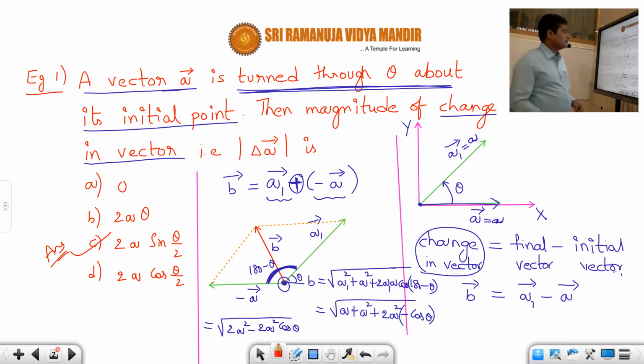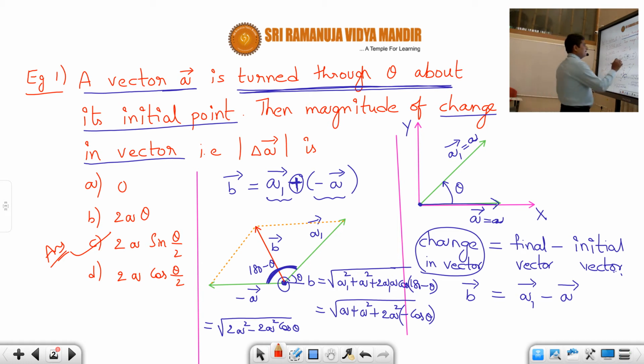Basically this is a subtraction of vectors, but of course a little trigonometry you have to use at the end, that's all. So basically you should understand, whenever they are asking for change, it means final minus initial. So minus means subtraction, which is nothing but addition of a negative vector, students. So when we are taking the addition of a negative vector, you have to be careful with the angle, students.